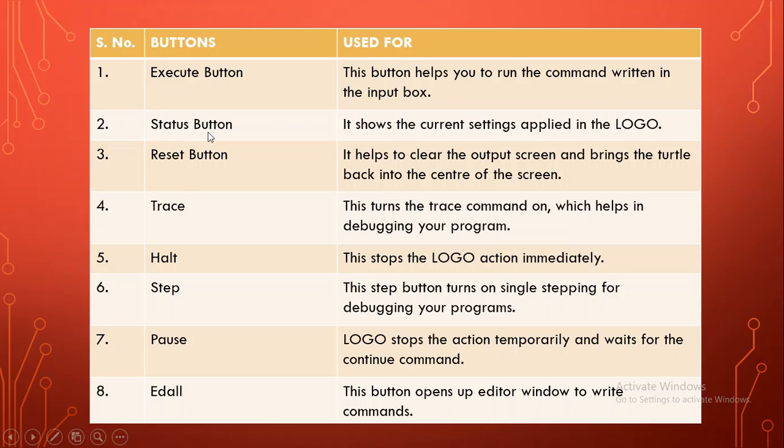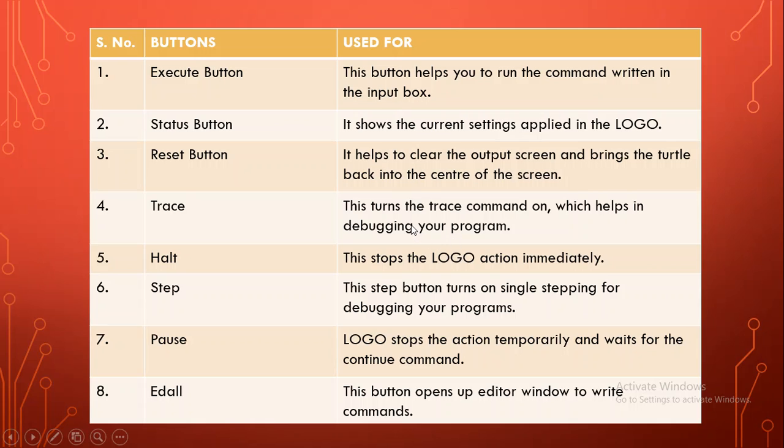Now the next one is the status button. It shows the current setting applied in the logo. It simply gives information about the current setting which I applied on the logo. Reset. It helps to clear the output screen and bring the turtle back into the center of the screen. It's like clear screen. Okay, reset button is like clear screen. It simply clears the whole window and gives you a new document and a turtle in the center of the screen. Trace. This turns the trace command on, which helps in debugging in your program.